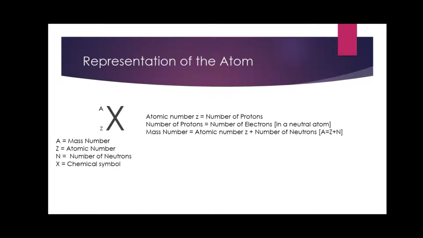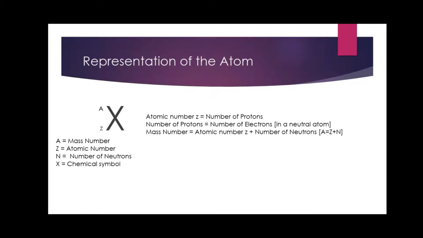Now we have the representation of an atom. We have X that represent the chemical symbol, A that represent the mass number, Z that represent the atomic number. Atomic number Z is equal to the number of protons, and the number of protons is equal to the number of electrons in a neutral atom.